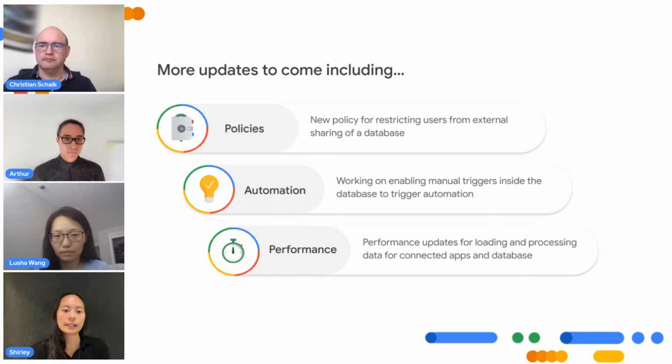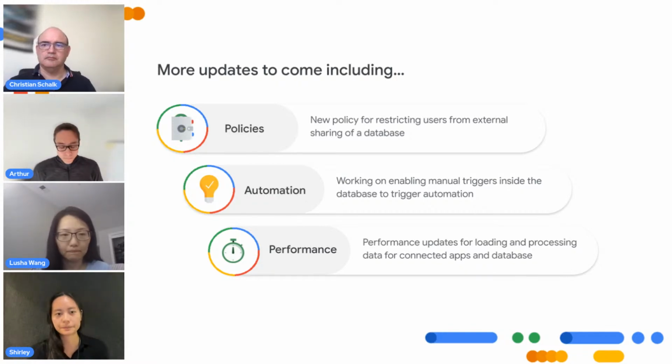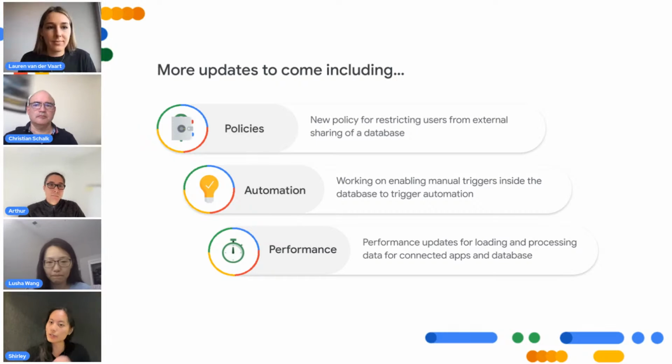And then finally, as I mentioned before, performance is super important to us. So we want to improve both the interface performance of the database UI, and also the sync times between an app and a connected database as a data source. Those are a couple of highlights that I wanted to bring up on what the team is currently working on. And I know there are some questions about rows and usage.